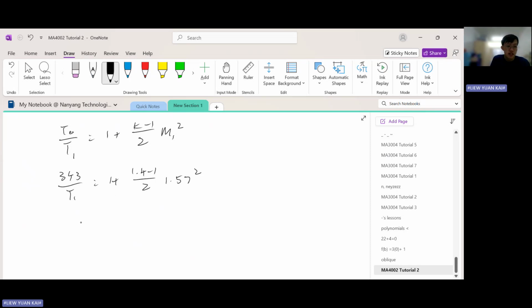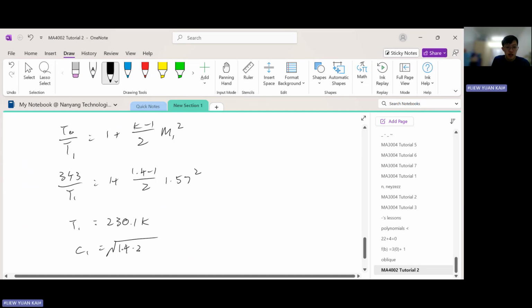Okay, so you see T1 is our only unknown. So T1, you can calculate it to be 230.1 Kelvin. Okay, so with this static temperature at point 1, we can find C1. So C1, remember, is square root of KRT1, right? Okay, so the speed of sound will be 304.1 meters per second.